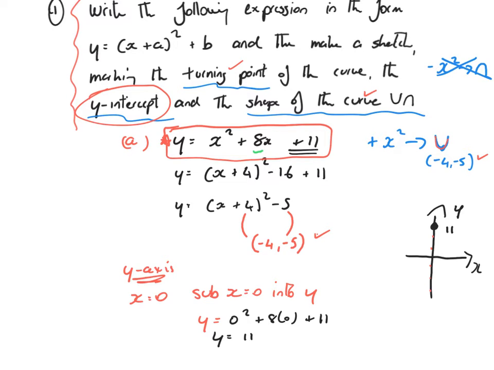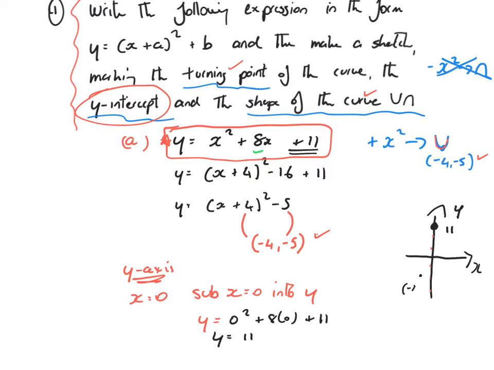Now I've got all the information that I need. I know that the shape is concave down, it's a concave down parabola, and I know that the turning point is -4, -5. Okay, so there's 11, -4, -5, so if I move on to -4 down to -5, that might be about there.